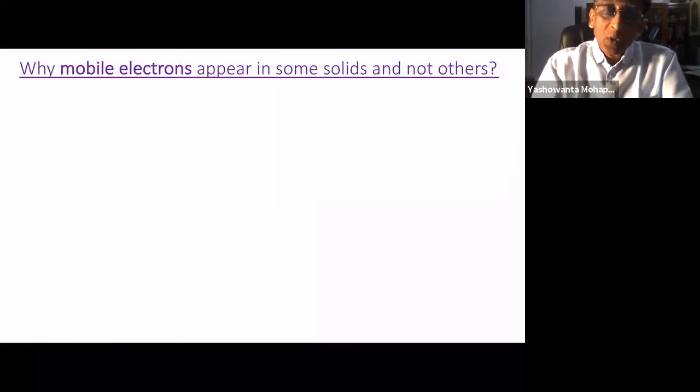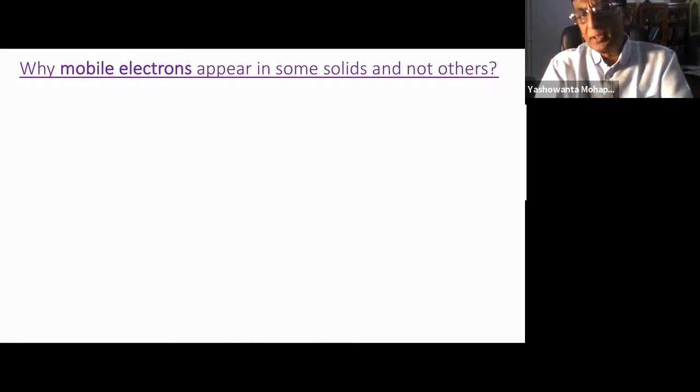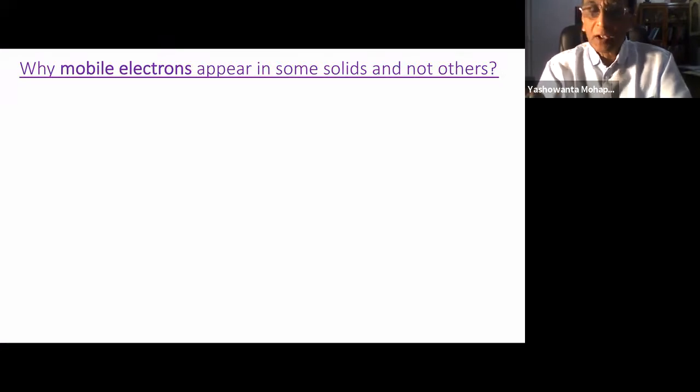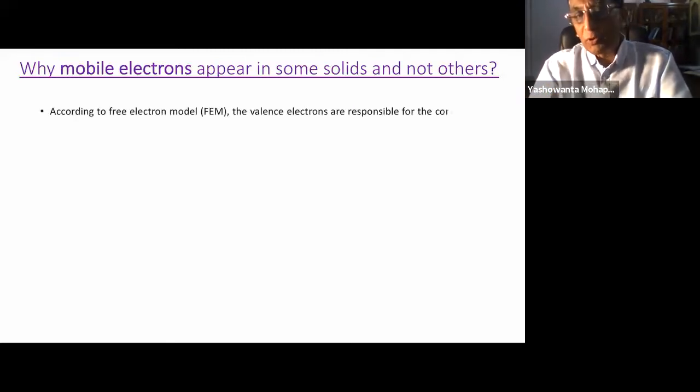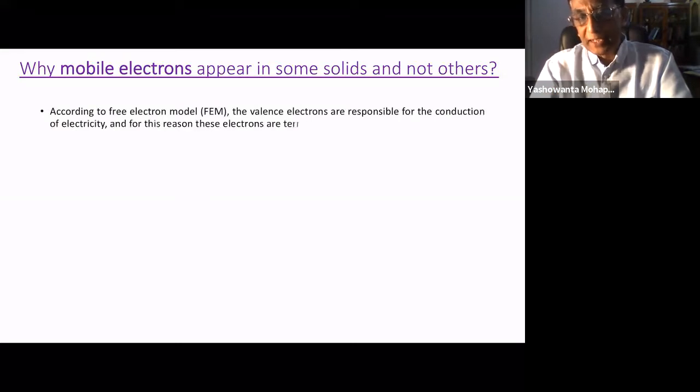Why do mobile electrons appear in some solids and not others? We know, for example, that metals or conductors are conductors because there are mobile electrons in them. There is a free electron model of metals that says that the valence electrons in some of these metals are responsible for the conduction of electricity, and that is why they are called conduction electrons.